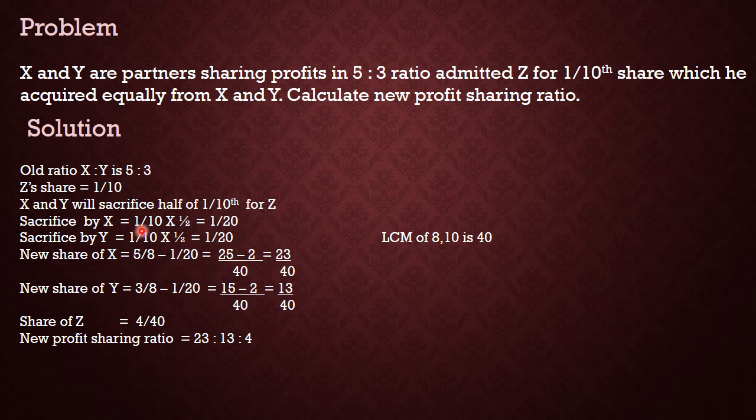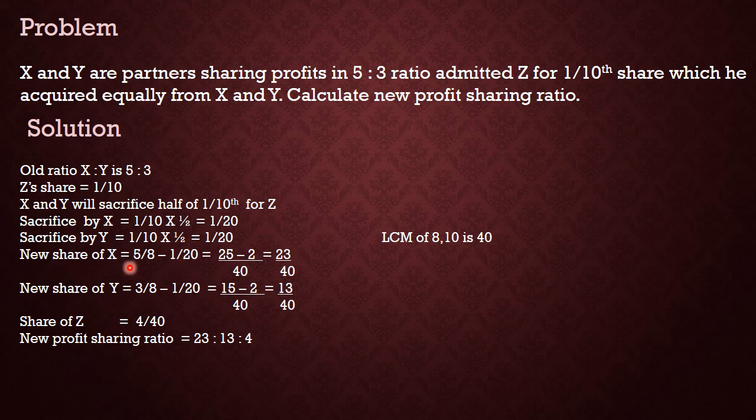Sacrificed by X is equal to 1/10 into half. That is, half of this 1/10 is from X. So 1/10 into half, that is 1/20. Sacrificed by Y is the other half, that is 1/10 into half, that is 1/20.